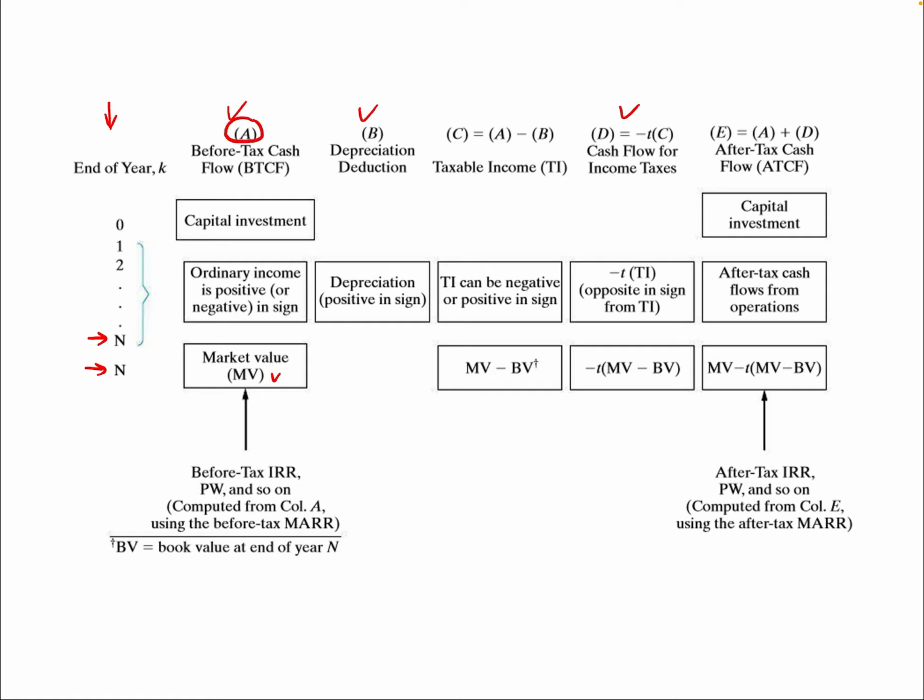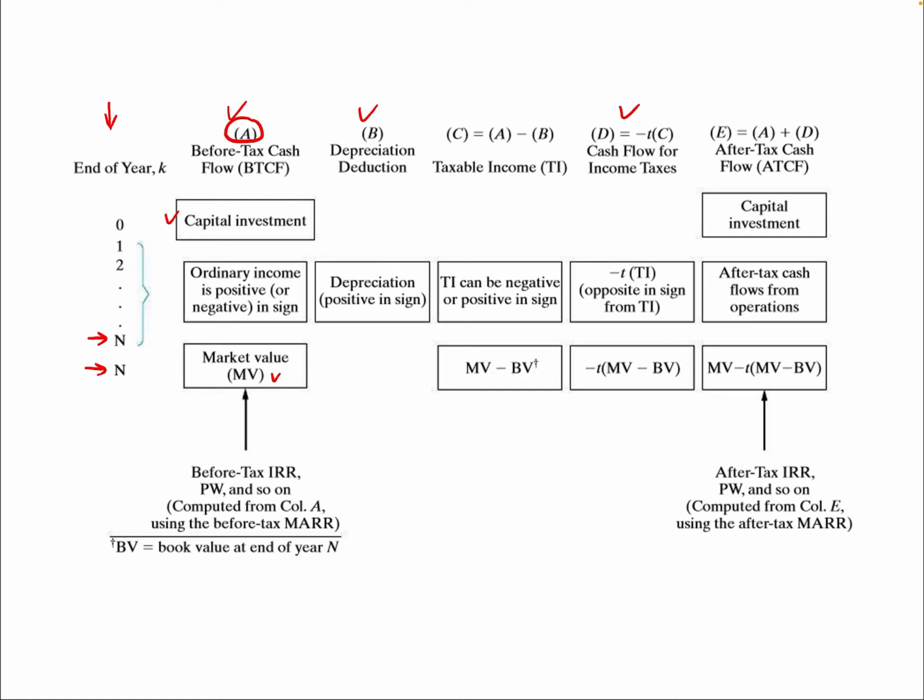And then the second column, we call it column A, okay? So column A is the before tax cash flow, BTCF. So before you consider all the tax and deductible, you have the original cash flow. So it's made of what? It's made of capital investment, okay? And the capital investment always occurs at the beginning, so it's in the row of year 0.